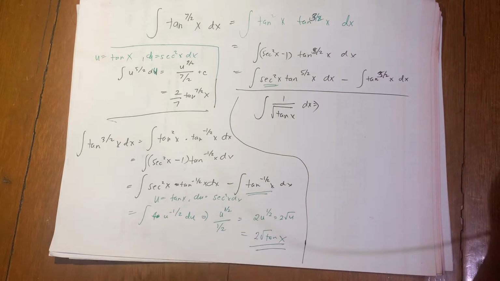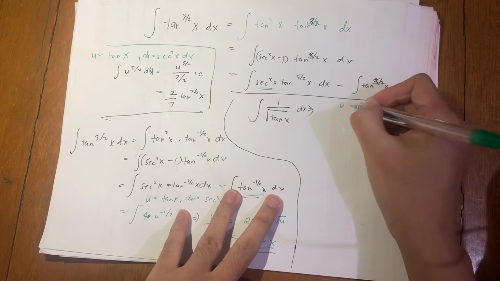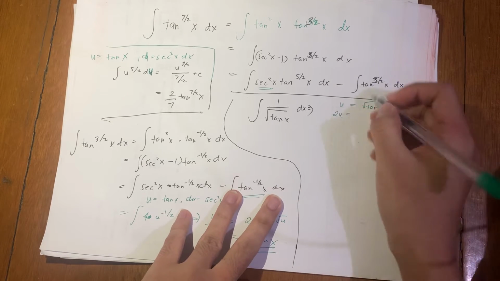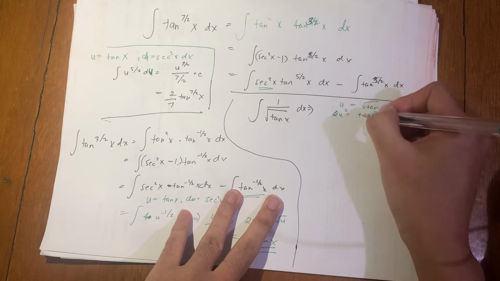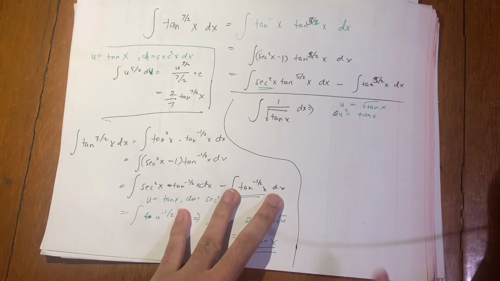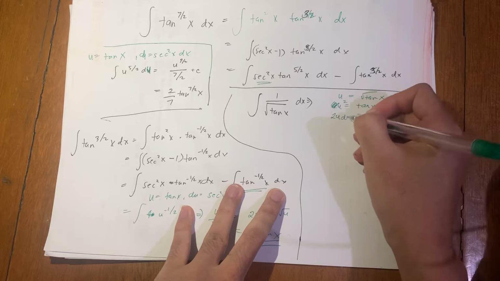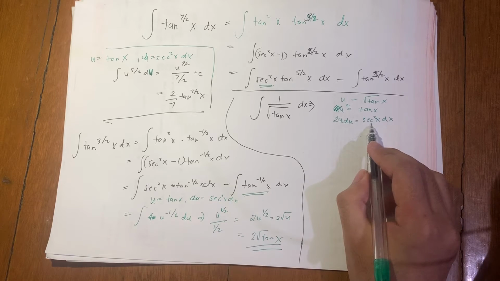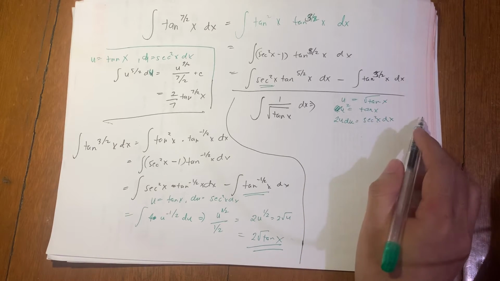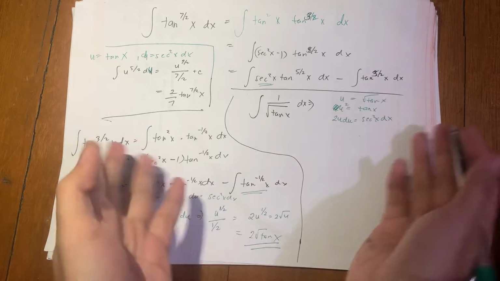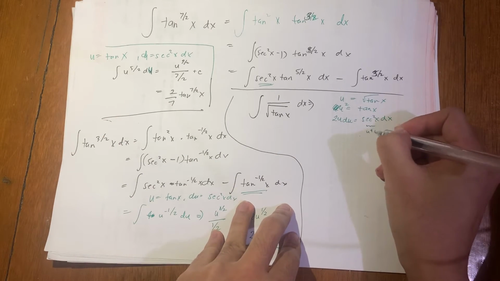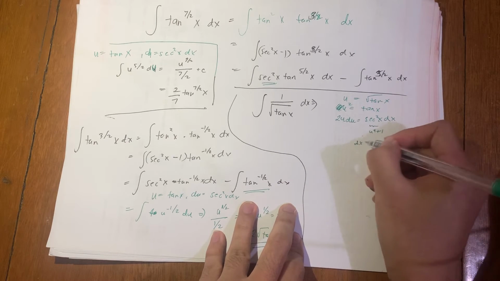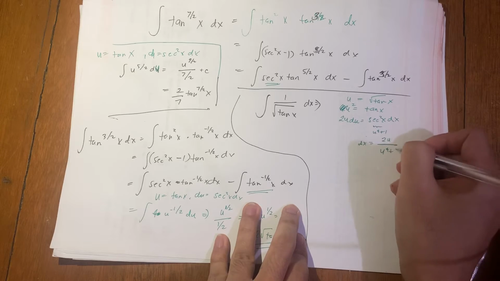So if we let u is equal to square root of tan x, this is equivalent to saying u squared is equal to tan x. If I differentiate both sides, I get 2u du is equal to secant squared x dx. But secant squared x is equal to tangent squared x plus 1, which is u to the 4th plus 1. So this becomes dx is equal to 2u over u to the 4th plus 1 du.